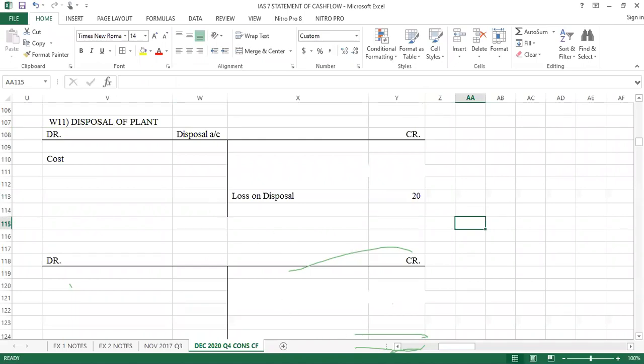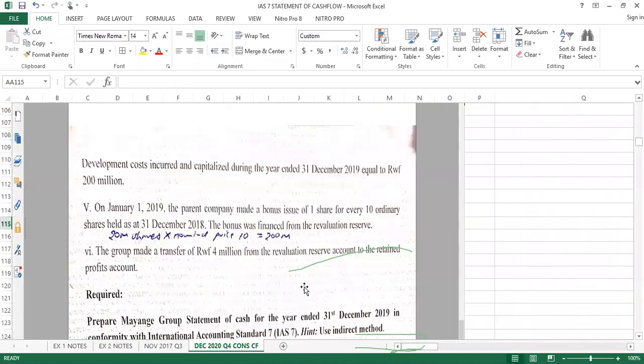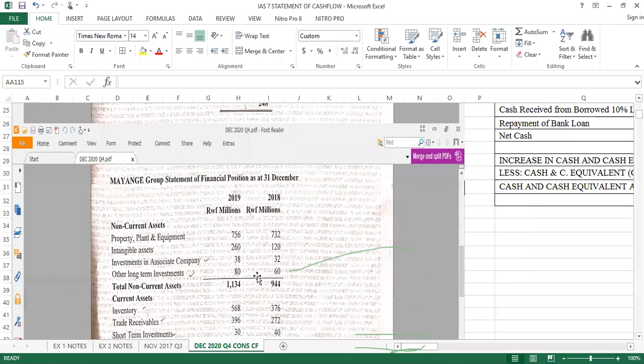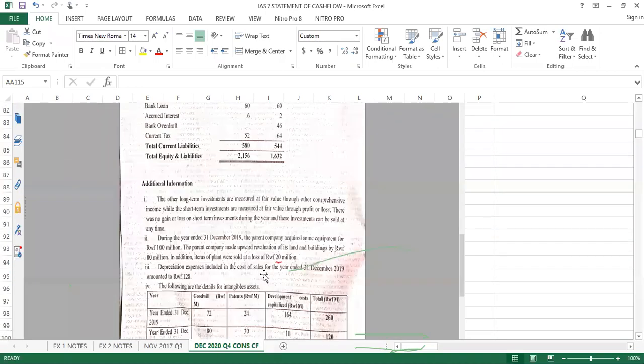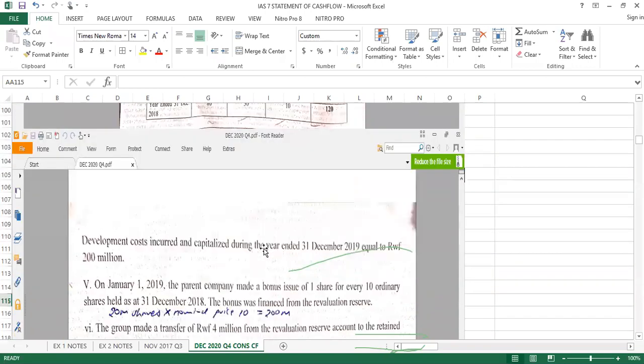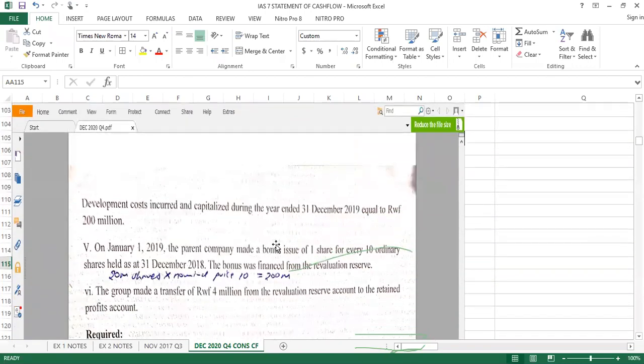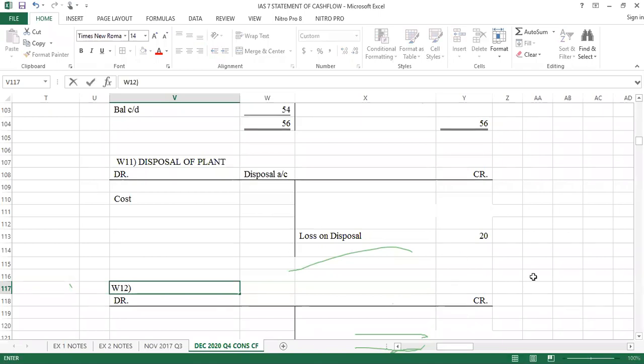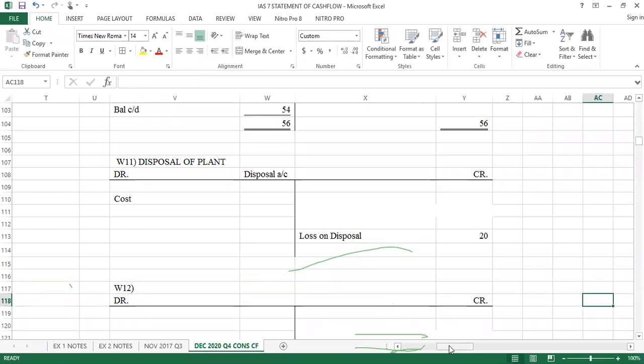There is some missing information there. So disposal of plant, let me see if I can get the cost somewhere. If it is not there, we must work it out. Just give me a second. I'm just reading through the question. Will this question balance? Let's just hope it will balance. Let me skip that working and go to the next one because there is missing information there. Working 12. Maybe in working 12, we may get the information that is missing.